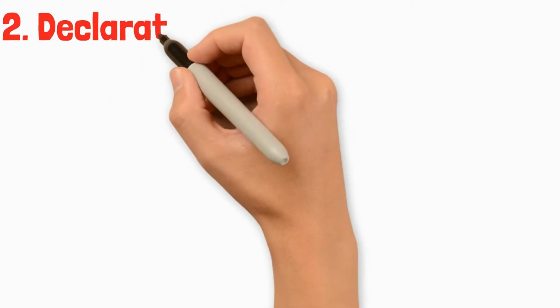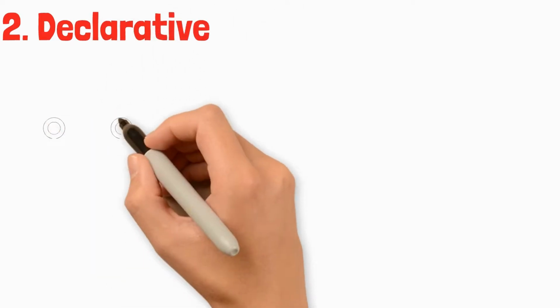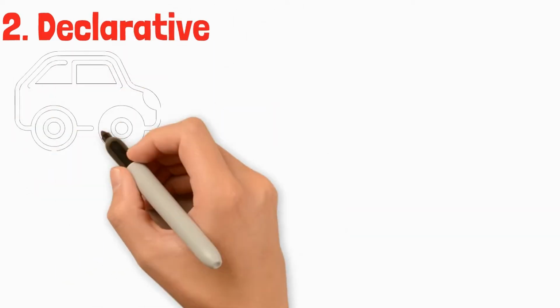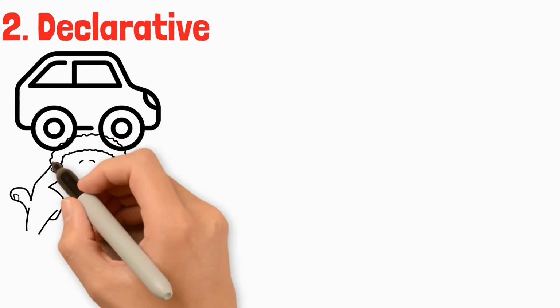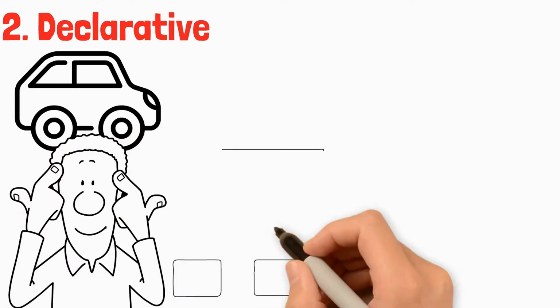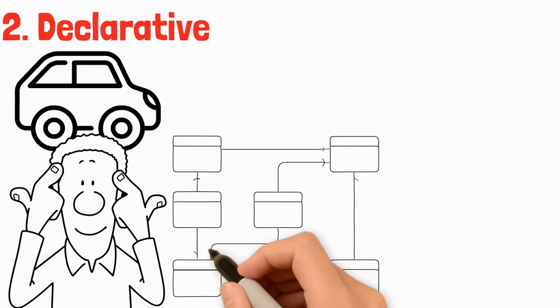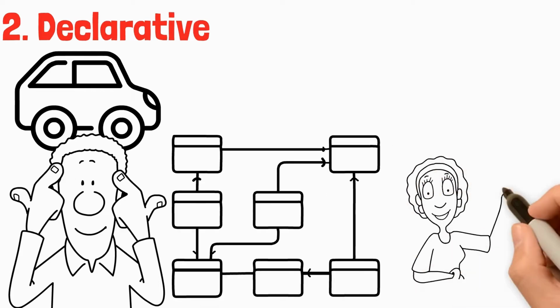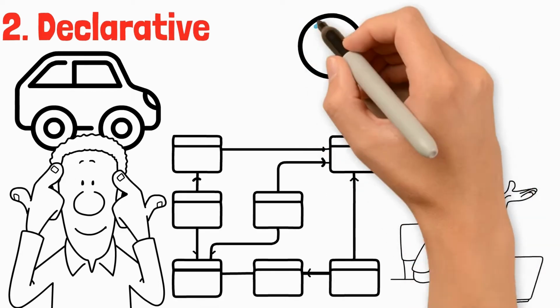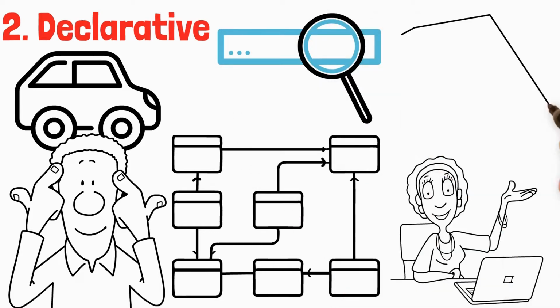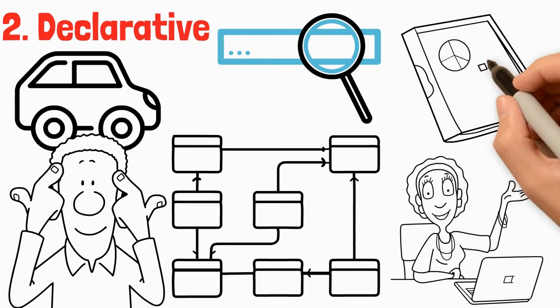2. Declarative. This is more like just saying, I need the toy car. You don't worry about where it is or how to get it. Our database figures that out for you. Since a user does not have to specify how to get the data, the database system has to figure out an efficient means of accessing data and get the requested data.